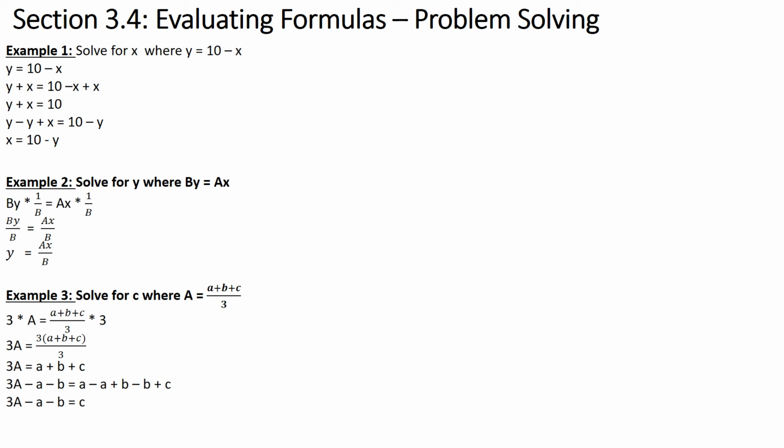Here's a couple more examples of multiple variables. y equals x minus 10. We've got to solve for x. Well, let's move the x to the other side because I don't like the negative x. So y equals 10 minus x. I'm going to add x to both sides here, and I've got to do it here since I'm balancing. So y plus x equals 10.